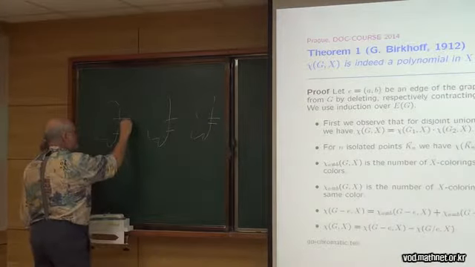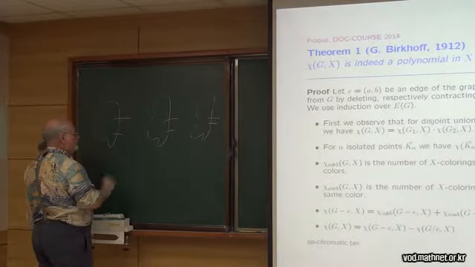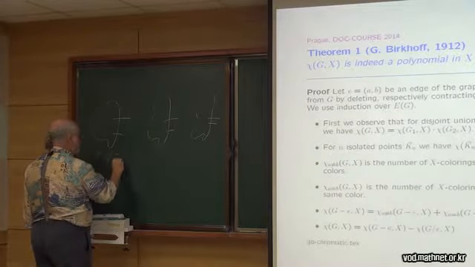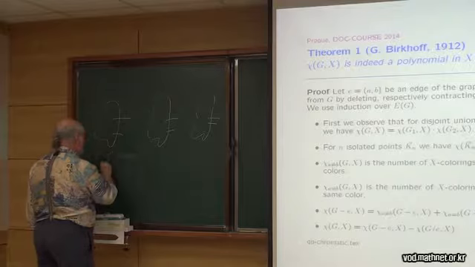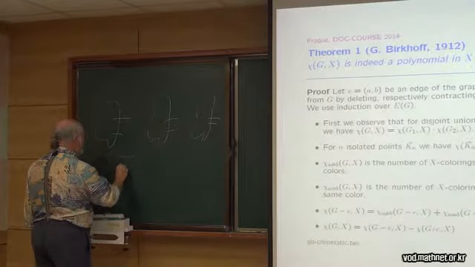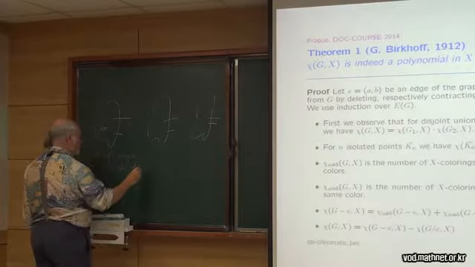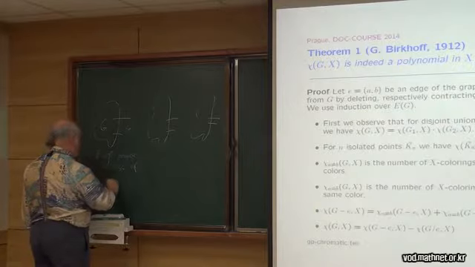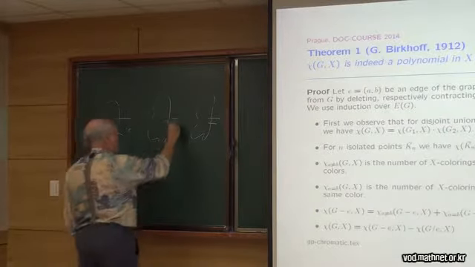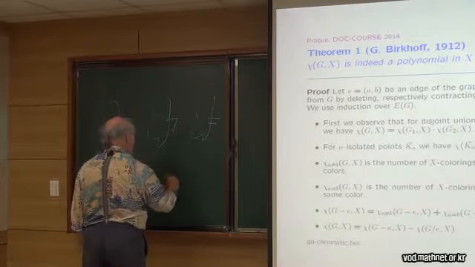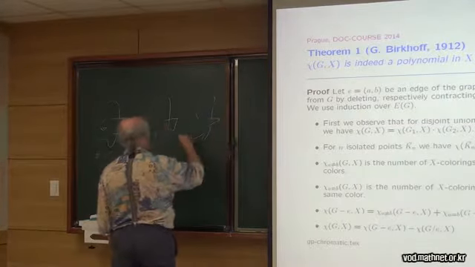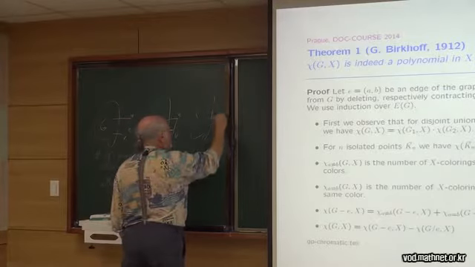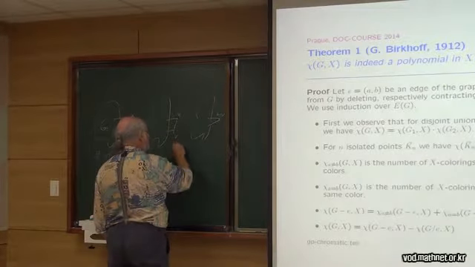Now what I want to say here is, assume there was an edge here, and you count the number of proper colorings of G without E, so here without E, here with E, and here contracted. So we write this like this. Here is UV, and U equals V. And actually here, U different from V.